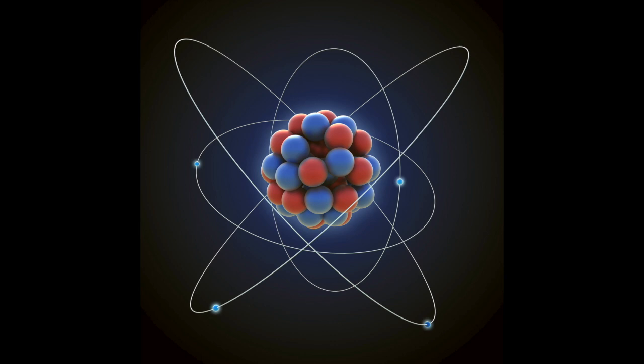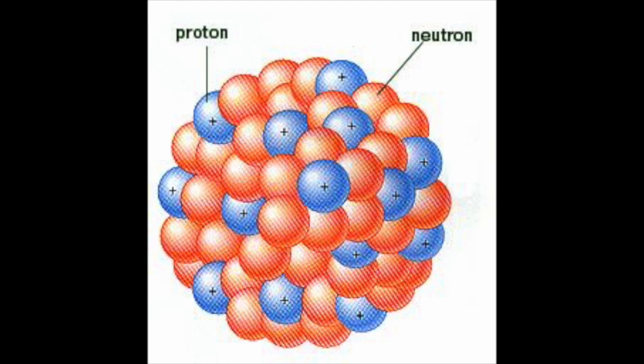All matter is made up of tiny particles called atoms. This is a visual representation of an atom. The center of an atom is called the nucleus, which holds the entire mass of the atom. The nucleus consists of positively charged protons and neutral neutrons. Protons and neutrons are the same size and each have a mass of 1 atomic mass unit.